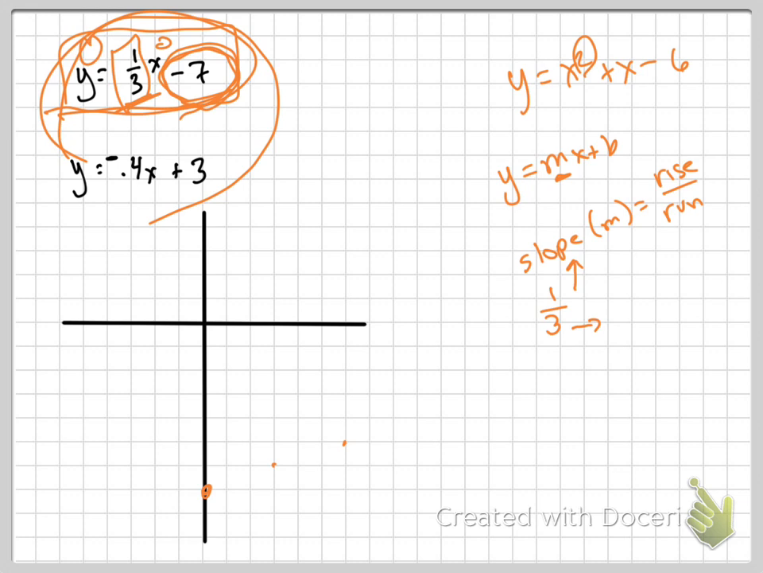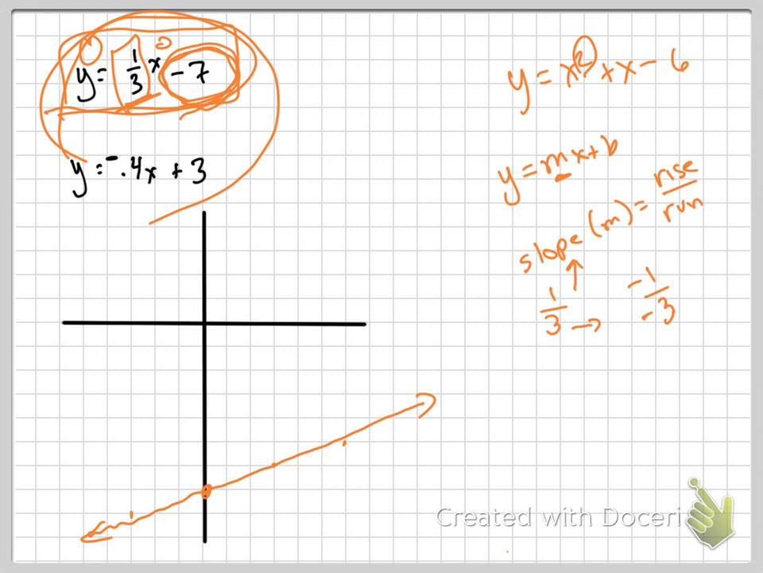But my challenge to you is, isn't a negative 1 over a negative 3 still a positive 1/3? What's a negative divided by a negative? A positive. So instead of going up 1 over 3, I could go down 1 and to the left 3. And isn't that still on the line? Yeah, just keep that in mind. Okay.